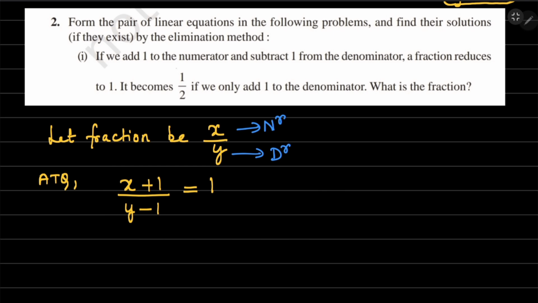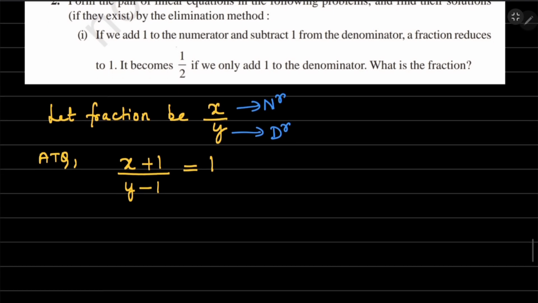This is your first. So cross multiply. Okay, this is your first equation. Let's write the second as well. And the fraction reduces and becomes 1 by 2. That means the fraction becomes 1 by 2 if we only add 1 to the denominator. So you add only 1 to the denominator, you don't change the numerator. That means there is no change to the numerator.